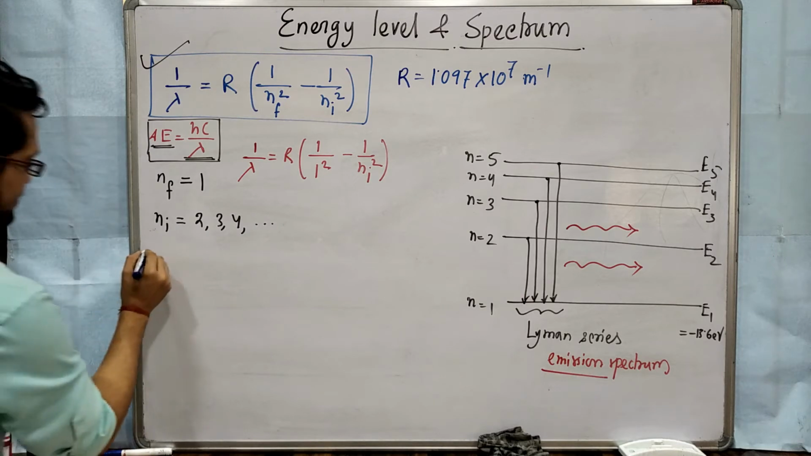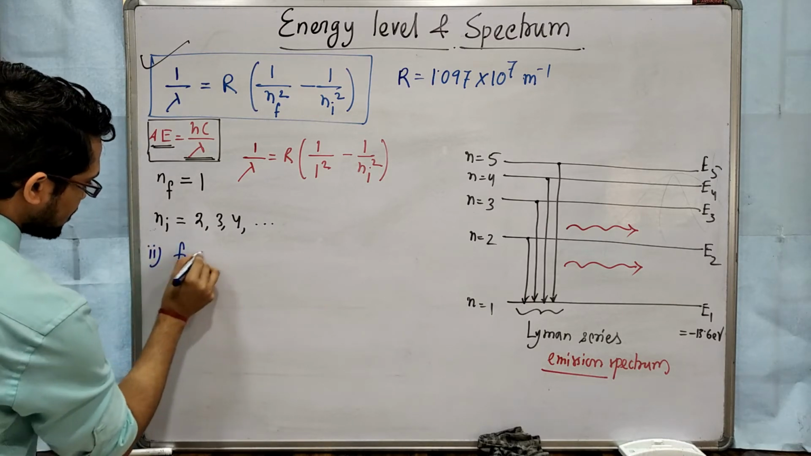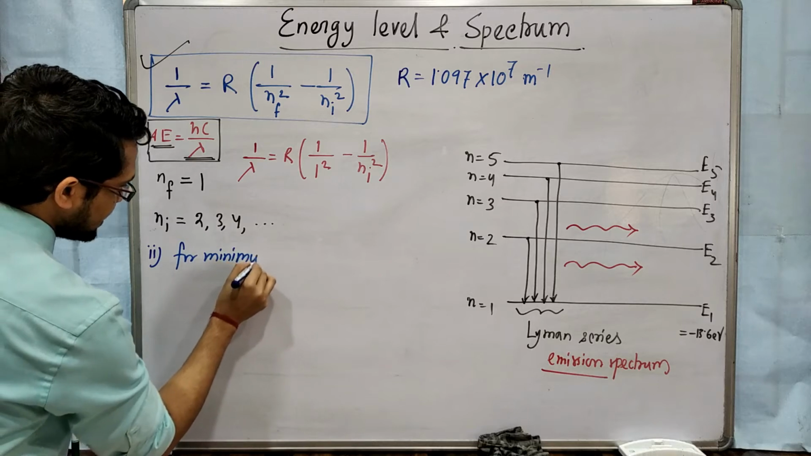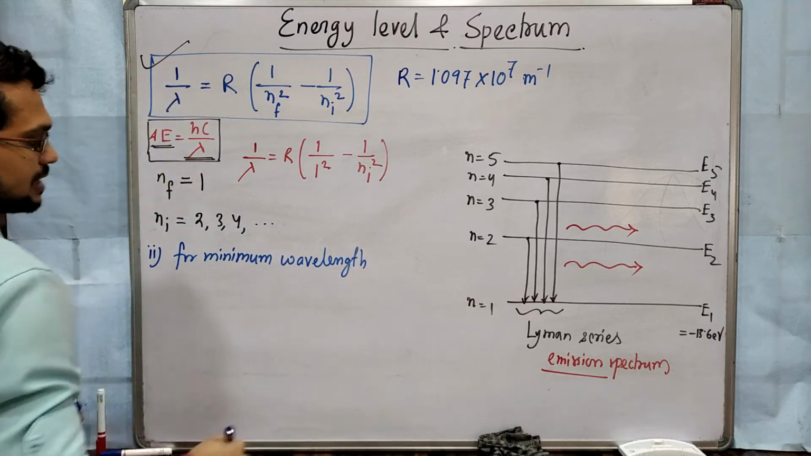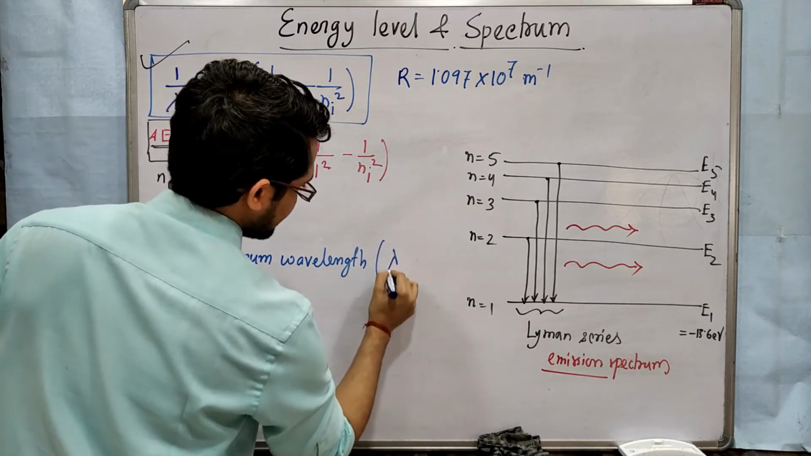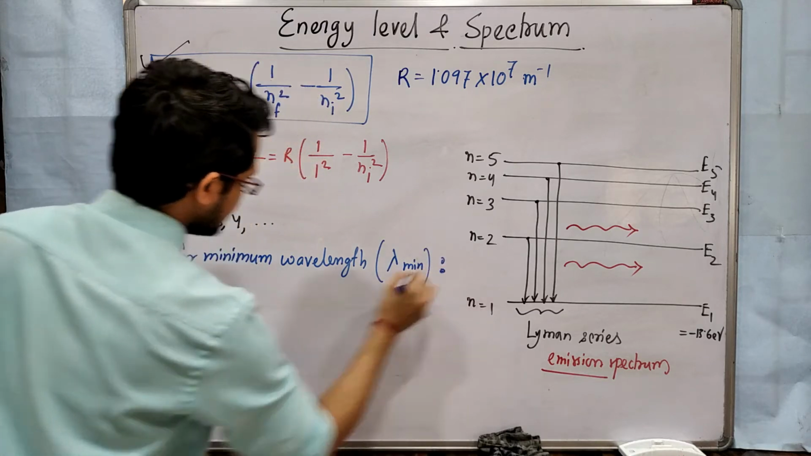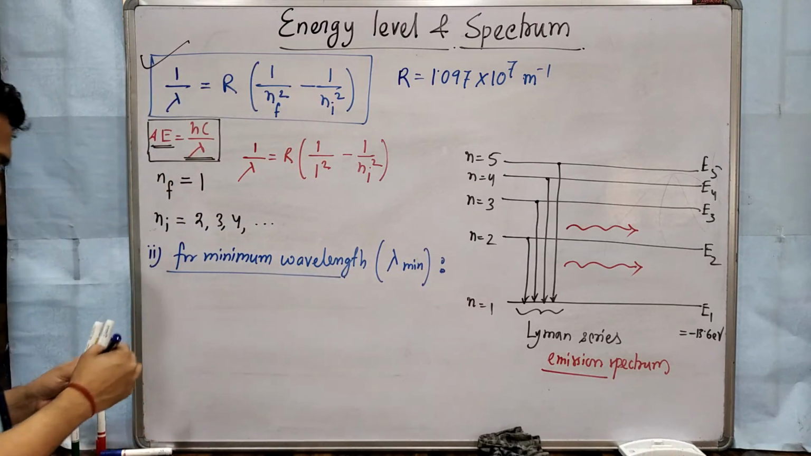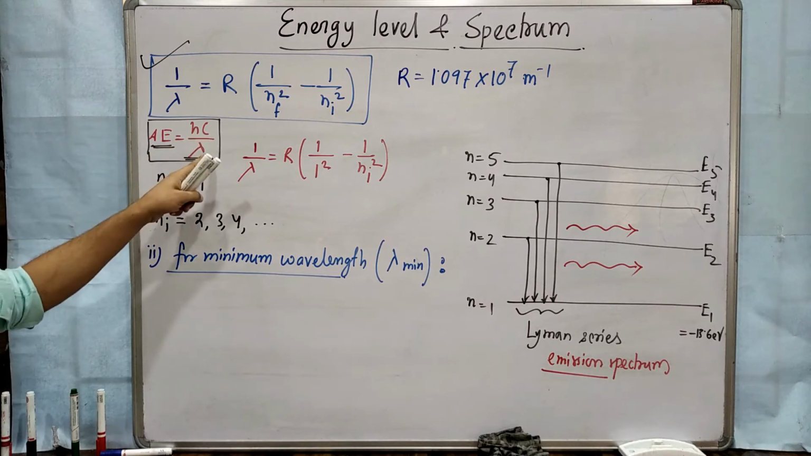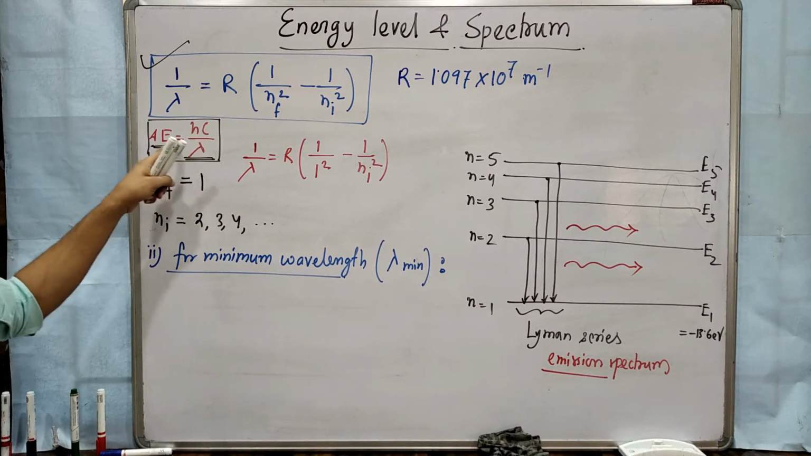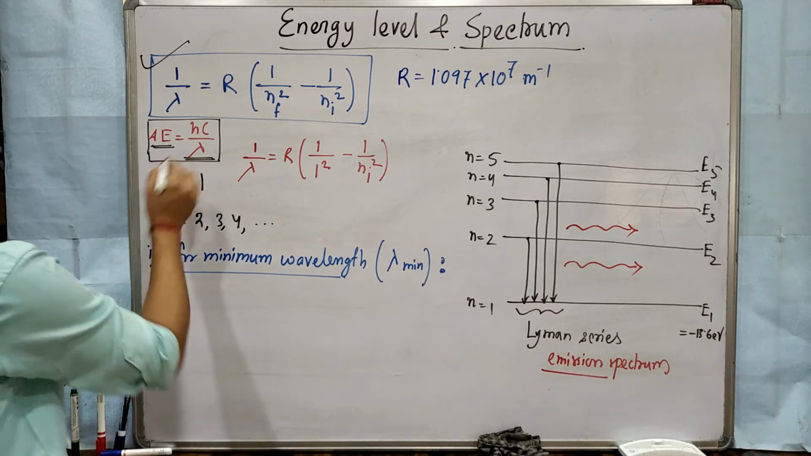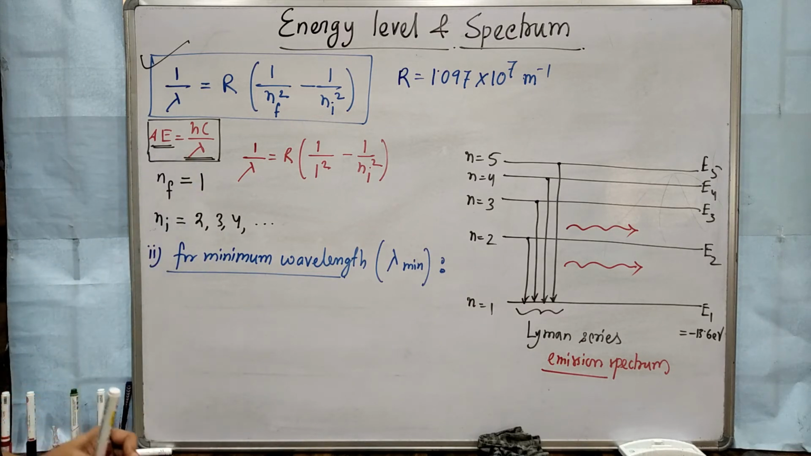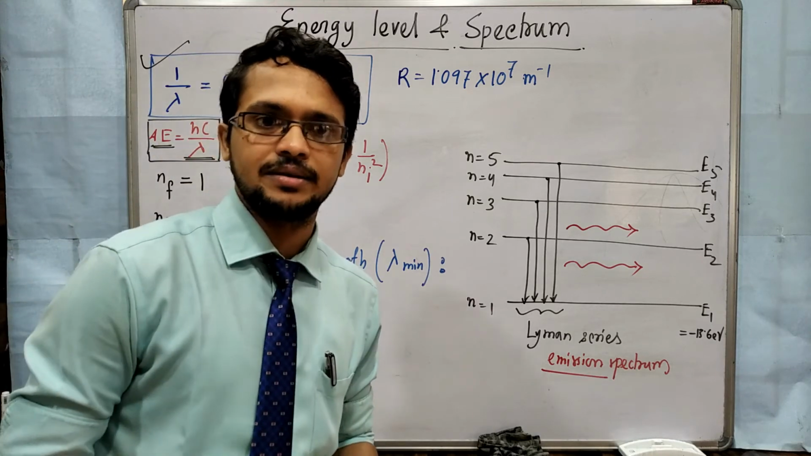So for the minimum wavelength of the Lyman series, that means lambda min, again check that equation, no need to remember. Delta E equal to hc by lambda. Lambda should be minimum. Lambda minimum means delta E should be maximum, because they are inversely related. So if one is minimum, the other should be maximum. So delta E should be maximum. For which case do we get the maximum energy difference?